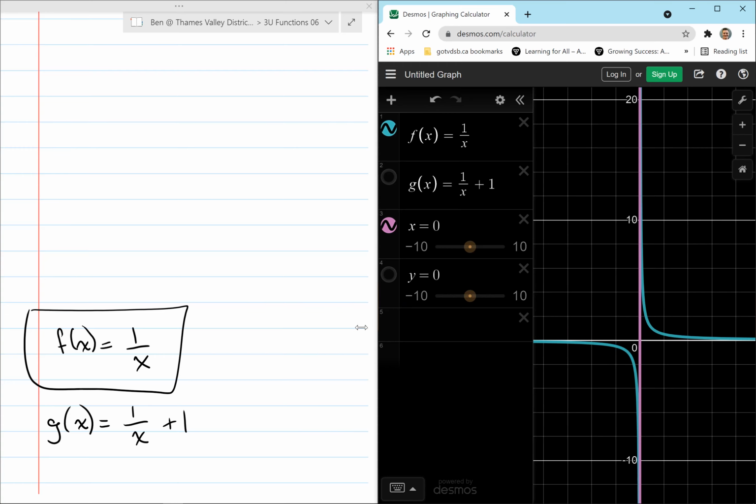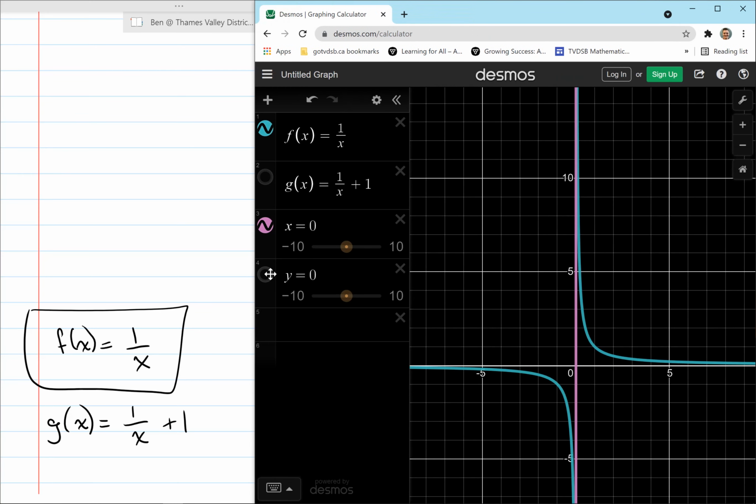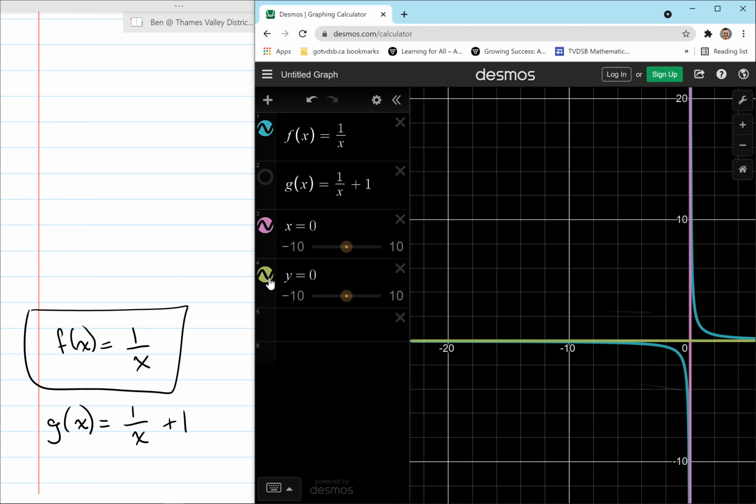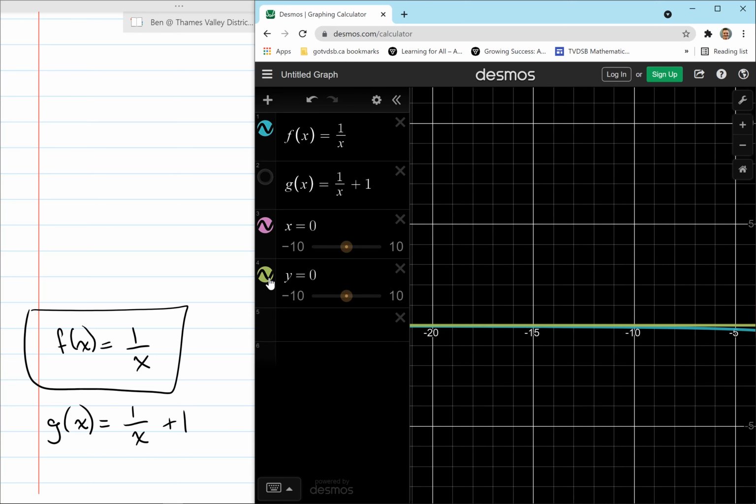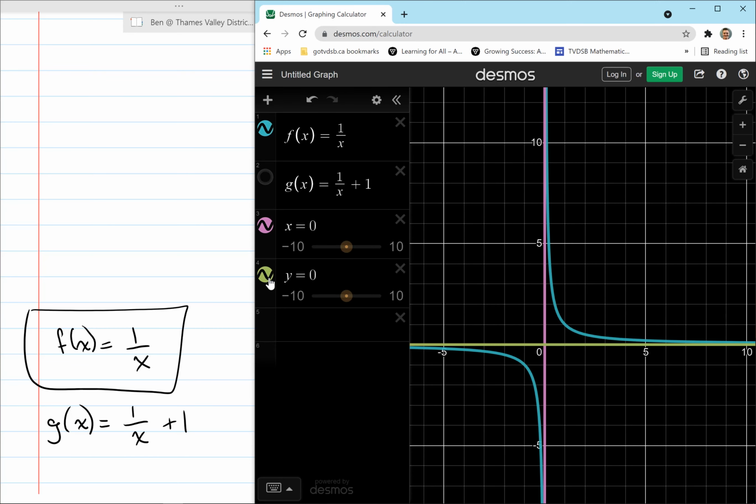And let's try and give ourselves a little more space here. I can also take a look at the horizontal asymptote right here. I can see that my cyan function there is approaching this horizontal asymptote but never reaching it as it goes to extreme values. So I can see the equations of my asymptotes here. I have a horizontal asymptote where y equals 0 and a vertical asymptote where x equals 0.